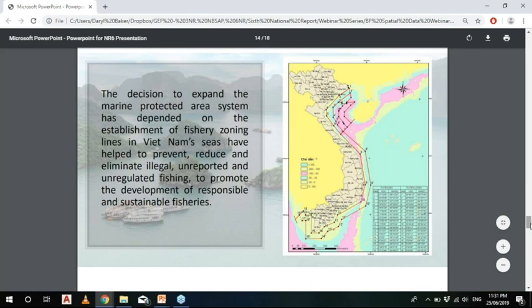Next slide. Yes, we are also using the spatial map to show the linkage between marine PAs and marine biodiversity conservation with different economic activities like fisheries and the fishing industry, and how to promote the development of responsible and sustainable fisheries. The map on the right shows the fishing line and the fishing zone along the coast.